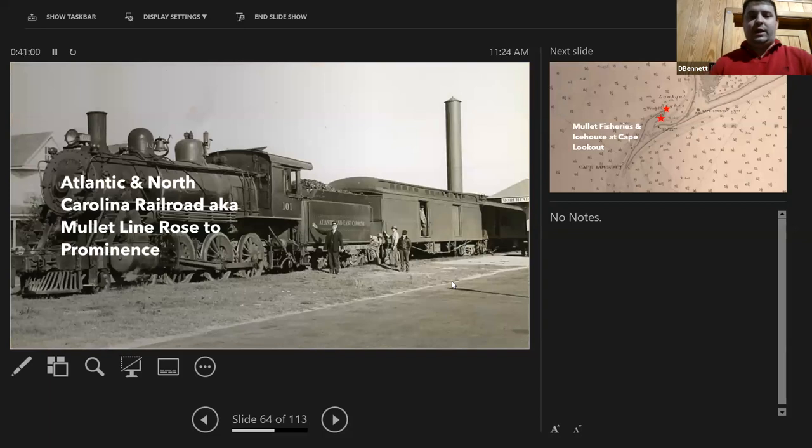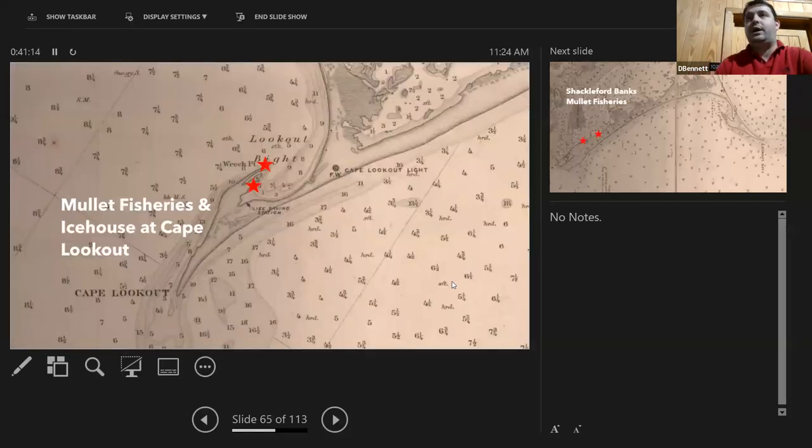And during this time, the Atlantic and North Carolina Railroad, also known as the Old Mullet Line, rose to prominence in exporting mullet from Morehead City that was caught in Carteret County. And so I'm just going to highlight the locations of some of these fisheries. I'm not going to be able to do all of it because it's not easy finding the exact locations of some of these. But we know at Cape Lookout, there was a mullet fishery at Wreck Point.